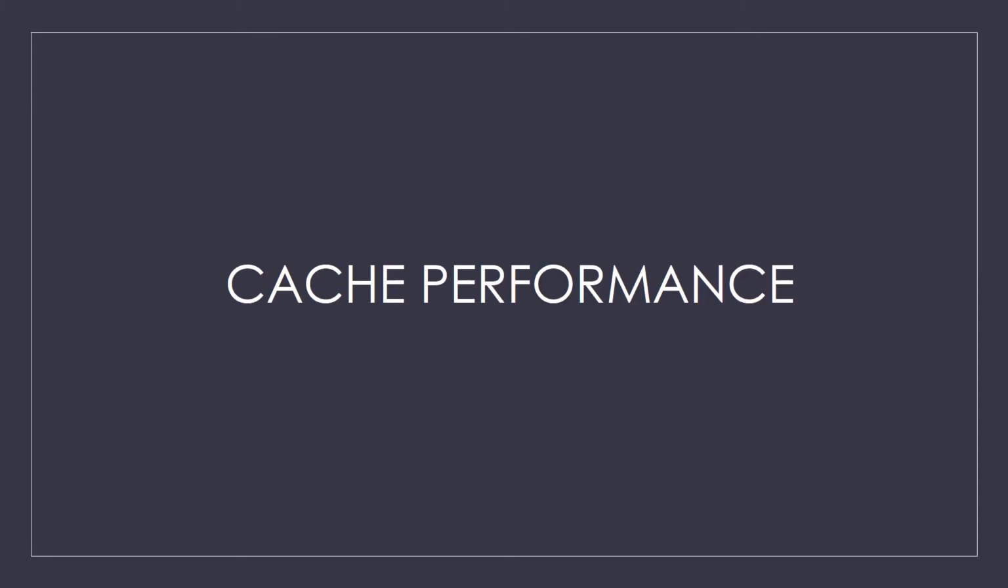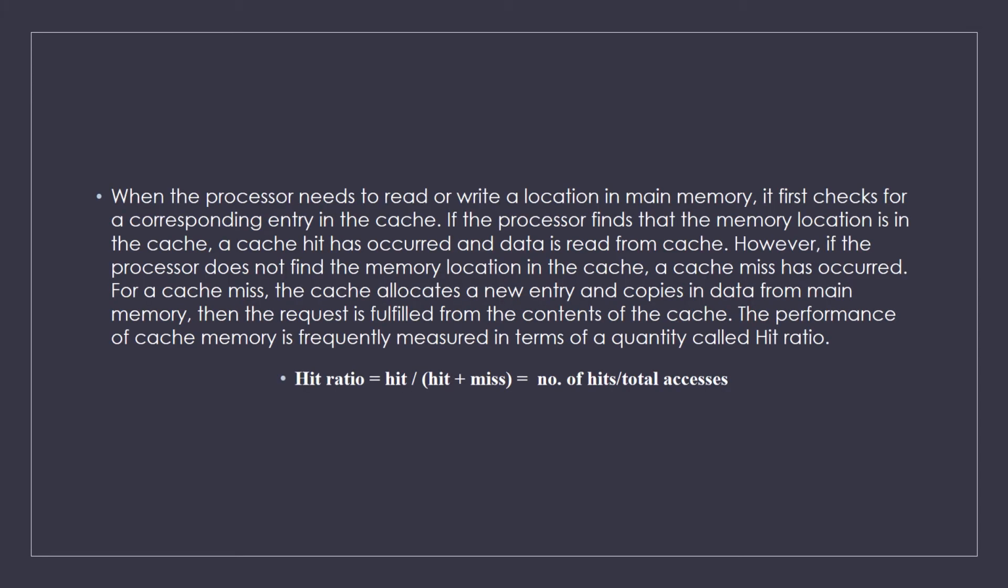Cache performance. When the processor needs to read or write a location in main memory, it first checks for a corresponding entry in the cache. If the processor finds that the memory location is in the cache, a cache hit has occurred and data is read from the cache. However, if the processor does not find the memory location in the cache, a cache miss has occurred. For a cache miss, the cache allocates a new entry and copies in data from main memory. Then the request is fulfilled from the contents of the cache.